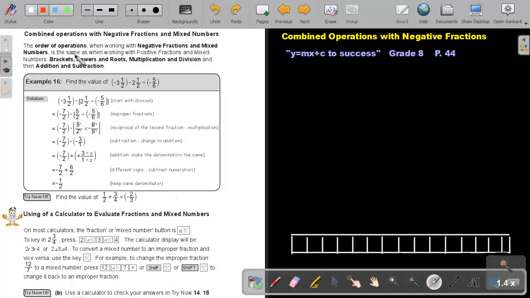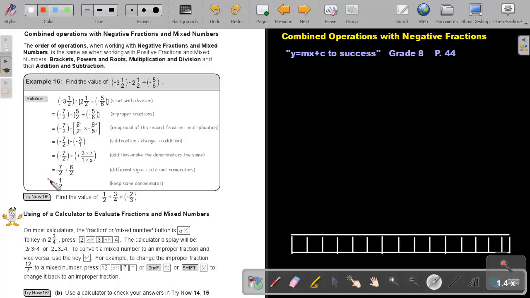You will first do the brackets part, then you will do all the powers and roots, and then you will follow with multiplication and division from left to right, or division and then multiplication, depending on the example, and then finally addition and subtraction, which can also be changed around as subtraction and then addition.